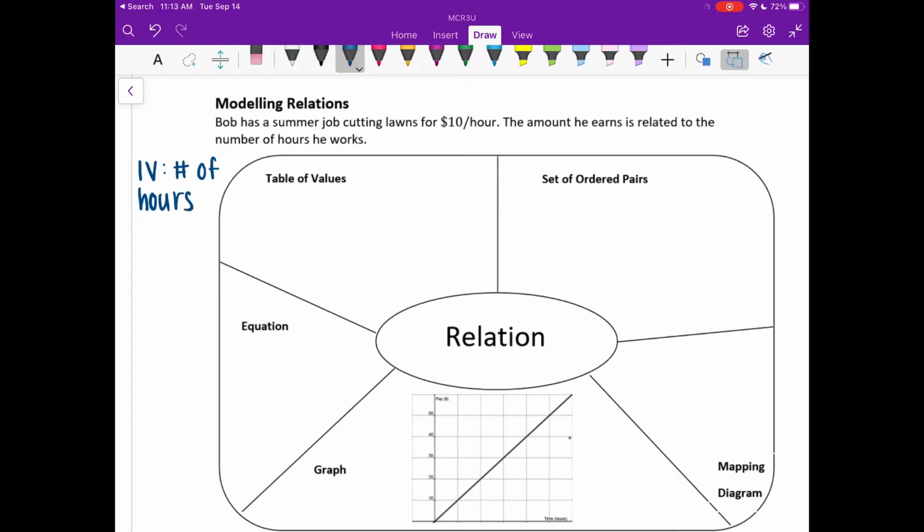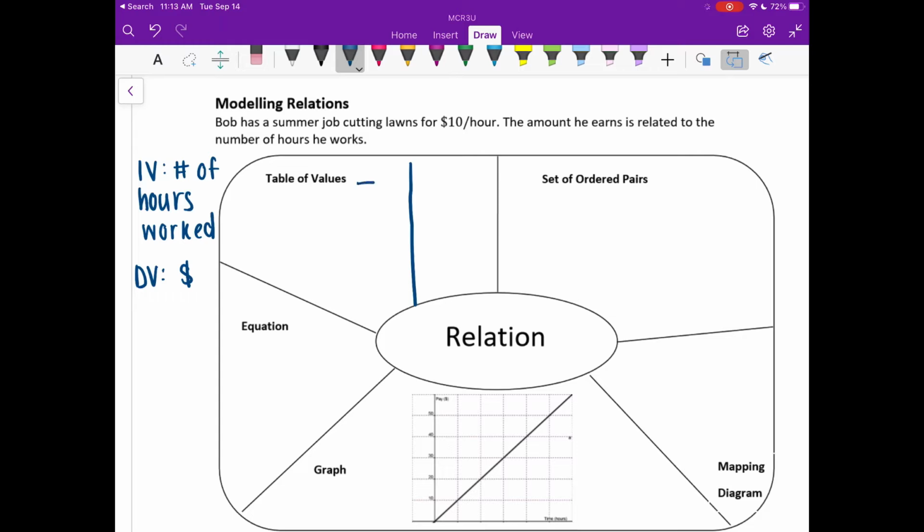The dependent variable is the thing that changes when we change the independent variable. So how much he gets paid is dependent on how many hours he works. That's going to be the dependent variable. He can control how many hours he works, but he can't control his rate of pay. So the dependent variable here is going to be the money he makes at the end.